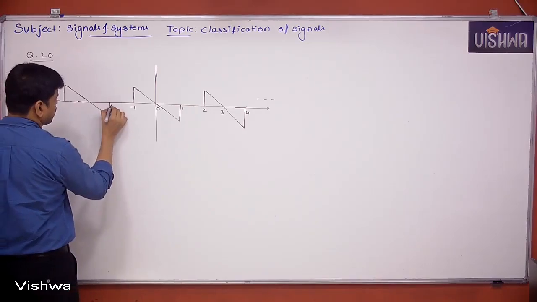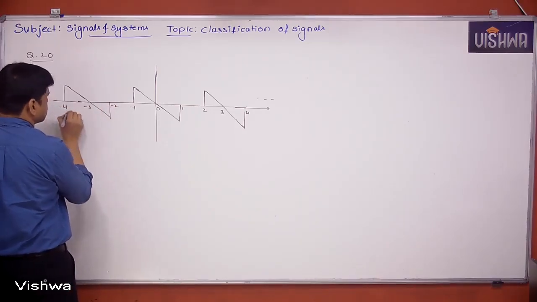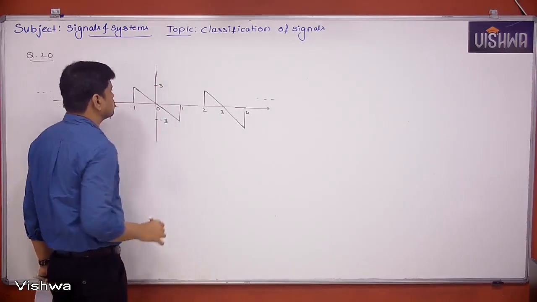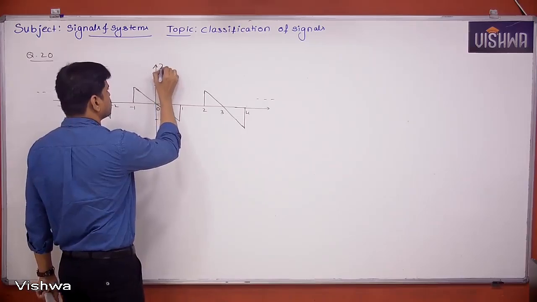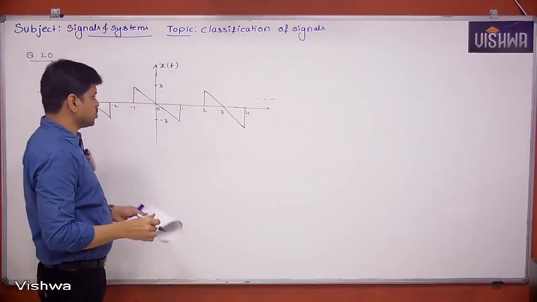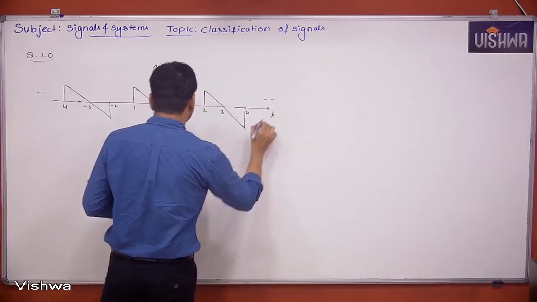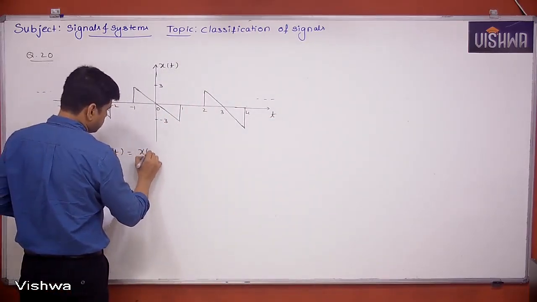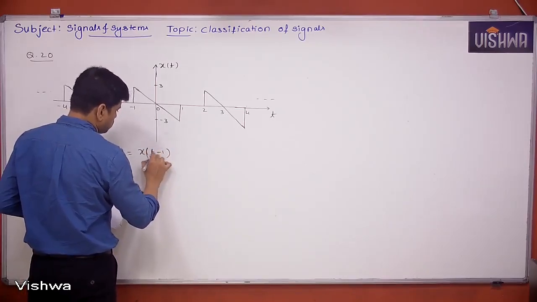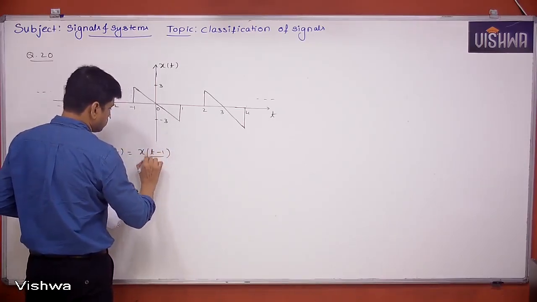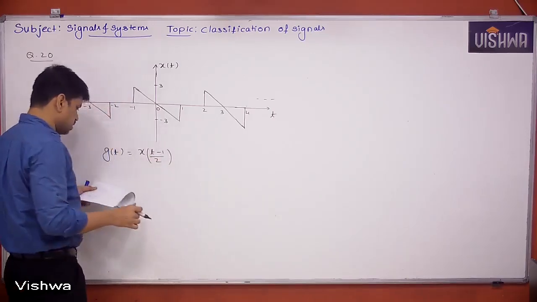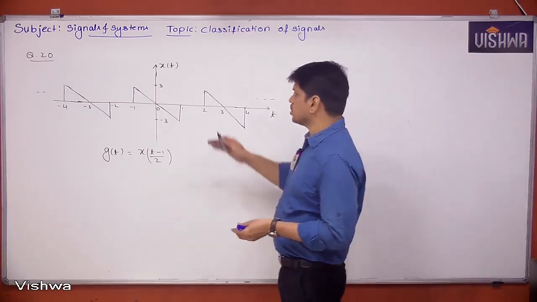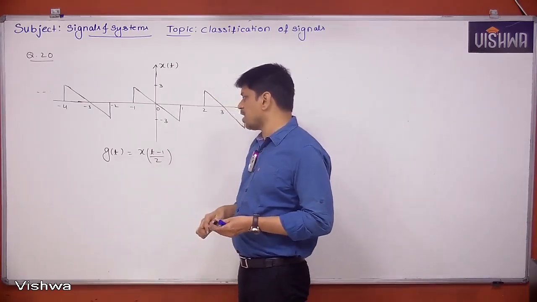So this is the wave they have given, which is a periodic signal, x of t. If x of t is as shown in the figure, and if g of t is equal to x of (t minus 1/2), then what is the average power of g of t? They have given x of t, and they want to calculate the average power of g of t.